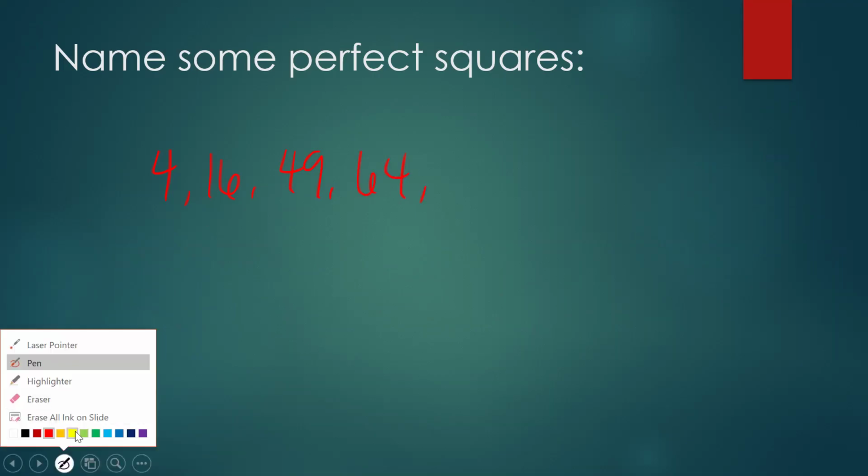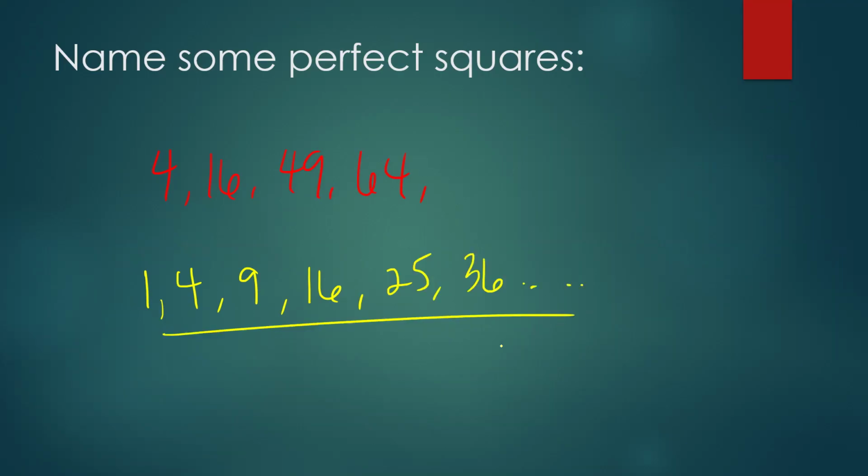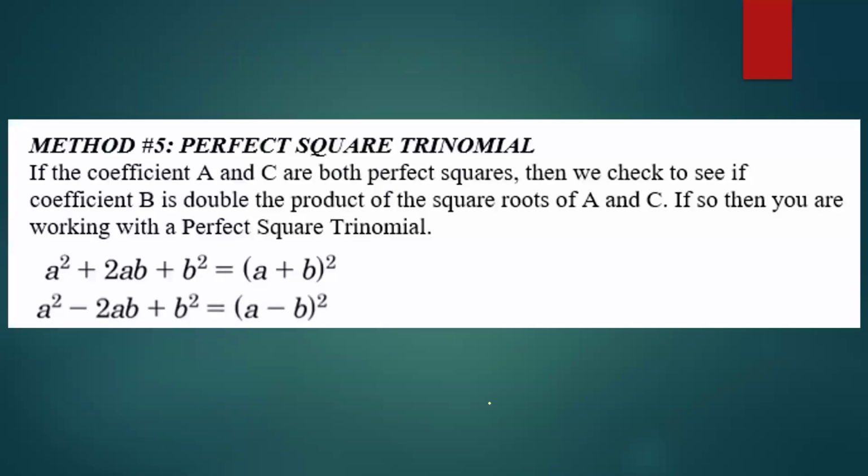Okay, your perfect squares are numbers that you are multiplying times itself, right? Factors are the same. So 1 times 1 is 1. That's a perfect square. 2 times 2 is 4. That's a perfect square. 3 times 3 is 9. 4 times 4 is 16. 5 times 5 is 25. Ringing some bells now? Those are your perfect squares. Anytime that you see a problem made up of these perfect squares, there's a special shortcut that you can take to factor them. Does that make sense? Okay, so that's what we're going to be focusing on this page.